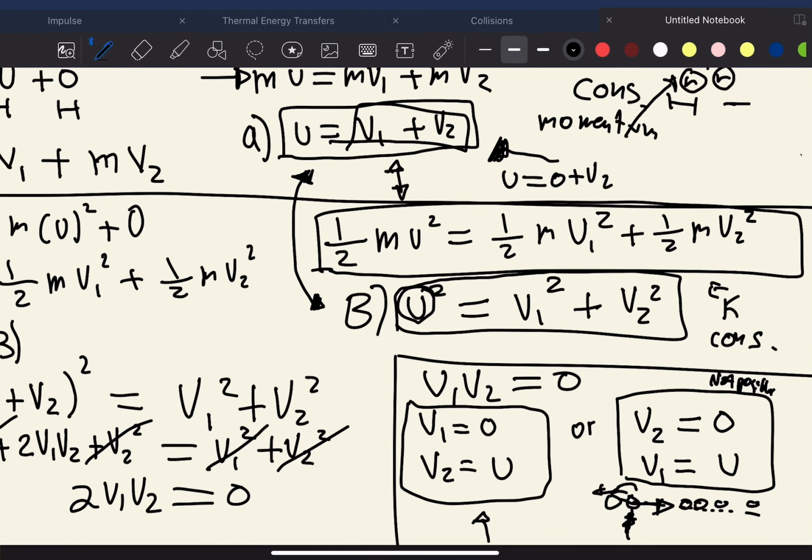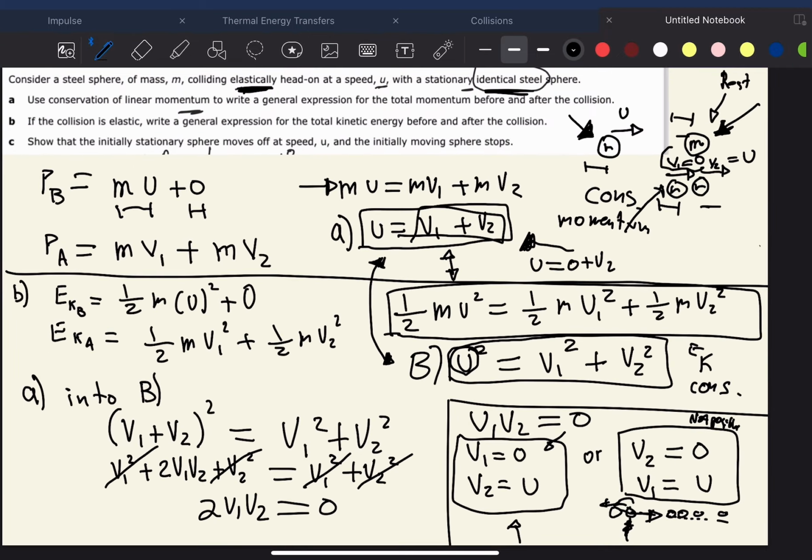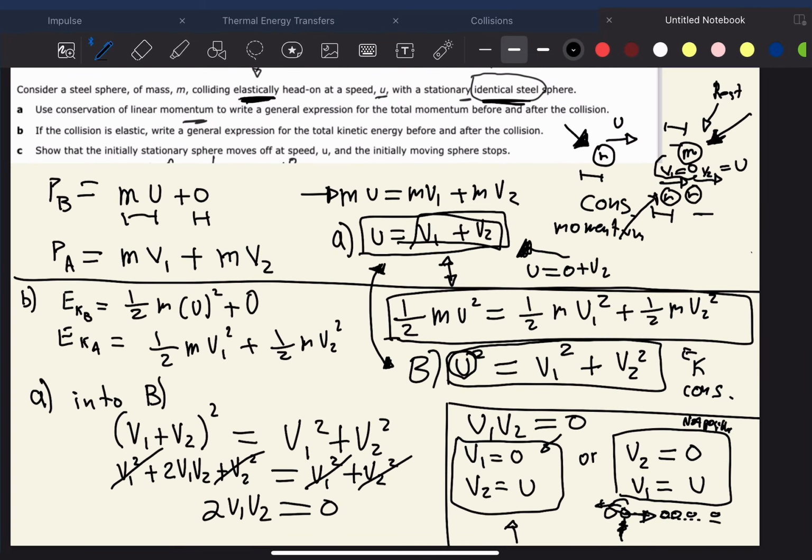However, this one is totally possible. It suggests that the final velocity of the first object is 0, so it stops, and the final velocity of the second one is now u, which is the way to prove that the initially stationary sphere moves off at speed u and the initially moving sphere stops.